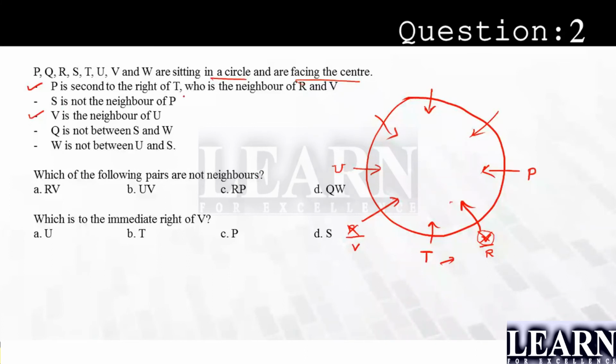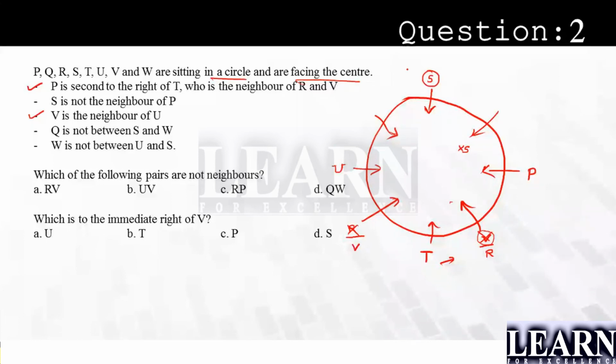S is not the neighbor of P. If this is P, S is not here. Of course, here we cannot take it, no need to write it. Next, Q is not between S and W. So if this is not S, there are 2 other possibilities for S. The first condition is that Q should not be between S and W. The second condition is W is not between U and S. So I'll try to work out the possibilities. If S is not here, S can be either over here or over here.